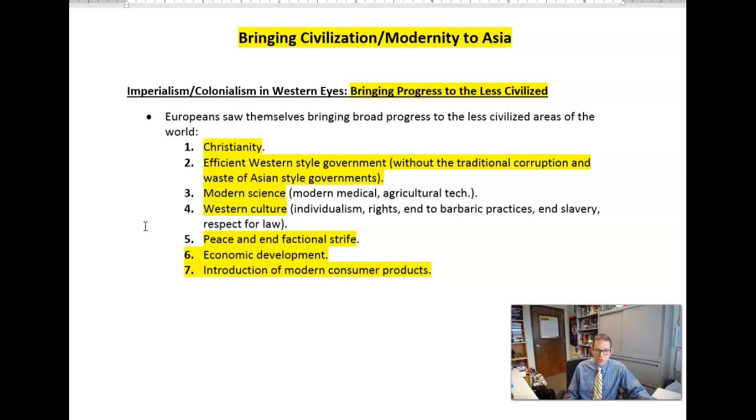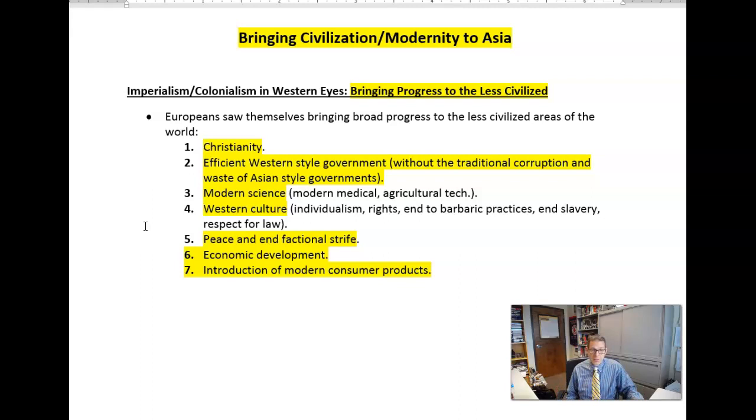Peace and an end to factional strife, that's how they envision it too, that we're sometimes bringing about, for example, in a place like India, where there are certain regions that have a certain level of chaos or anarchy, we're bringing peace and stability and law and order. Economic development, certainly how the Europeans saw things, both for themselves, but they'd also probably argue for the Asians themselves too. Introduction of modern consumer products. Now, again, that list is primarily how the Europeans perceive themselves. Its impact in Asia is going to be more complicated, certainly.